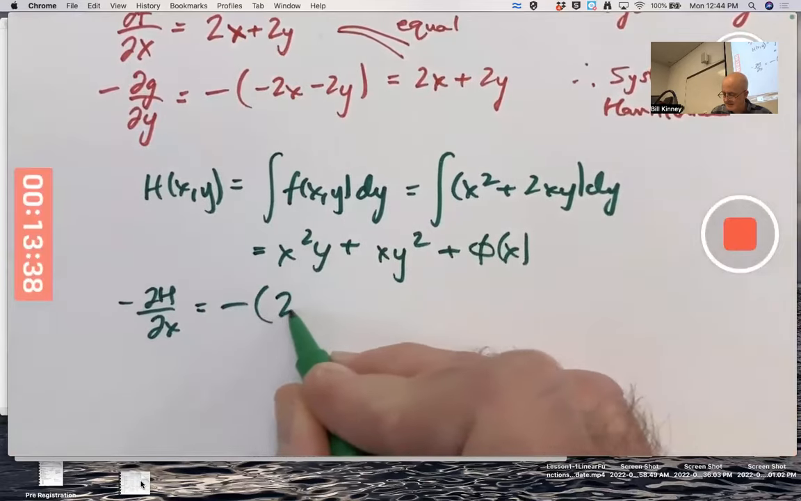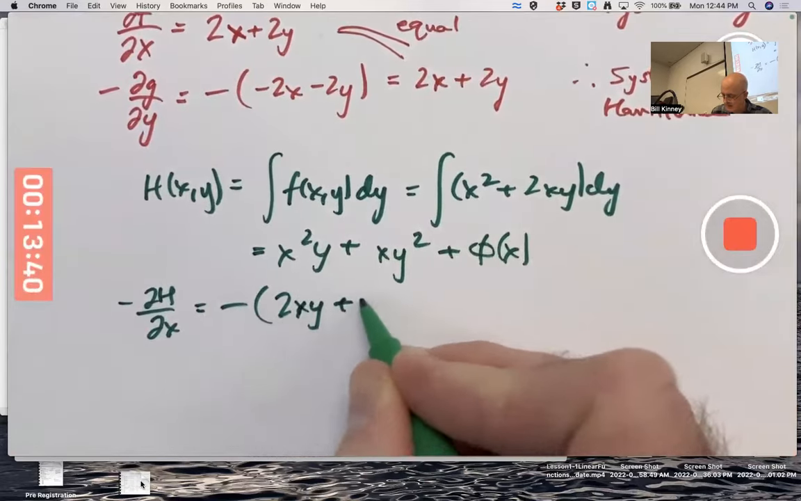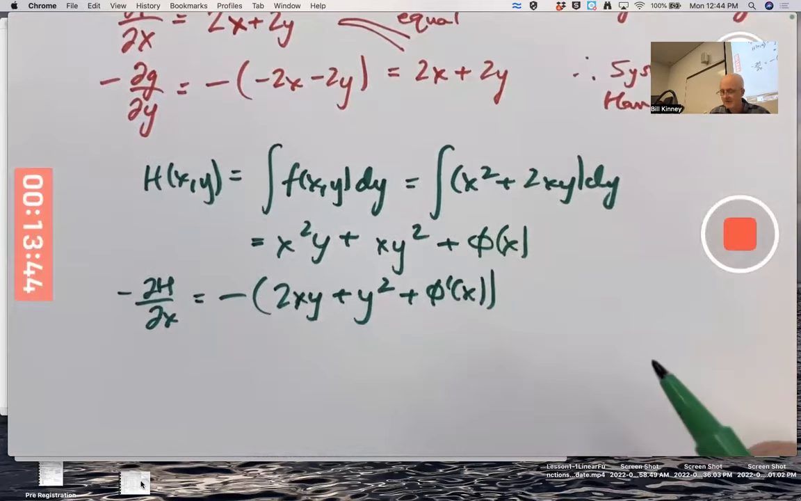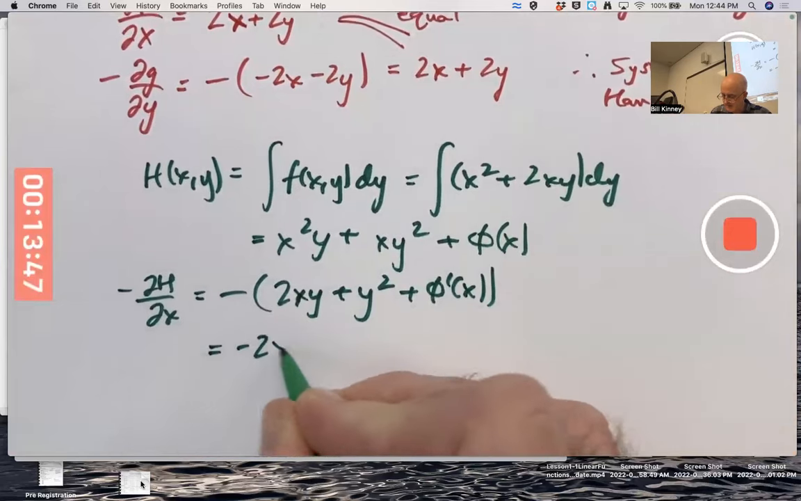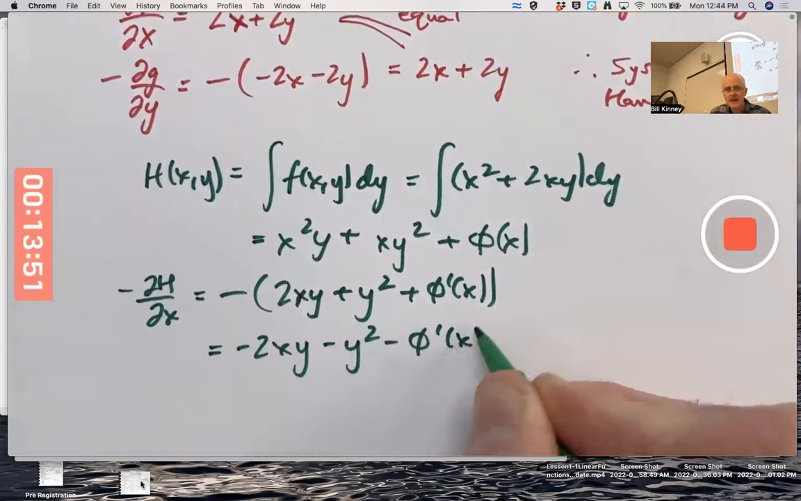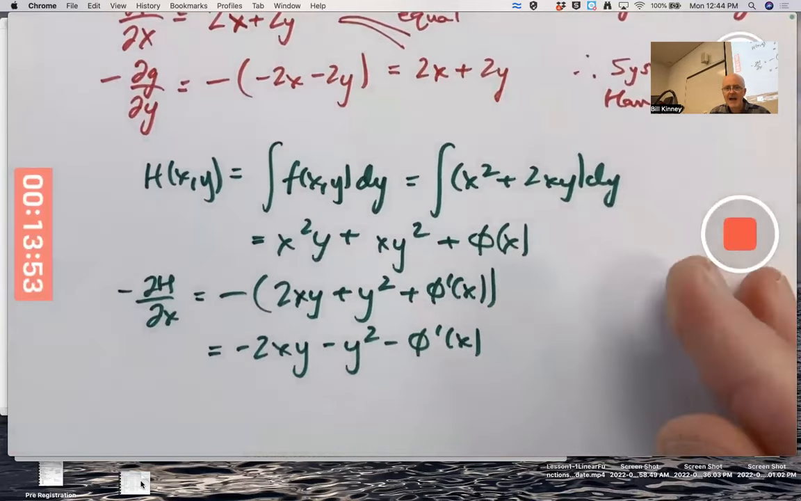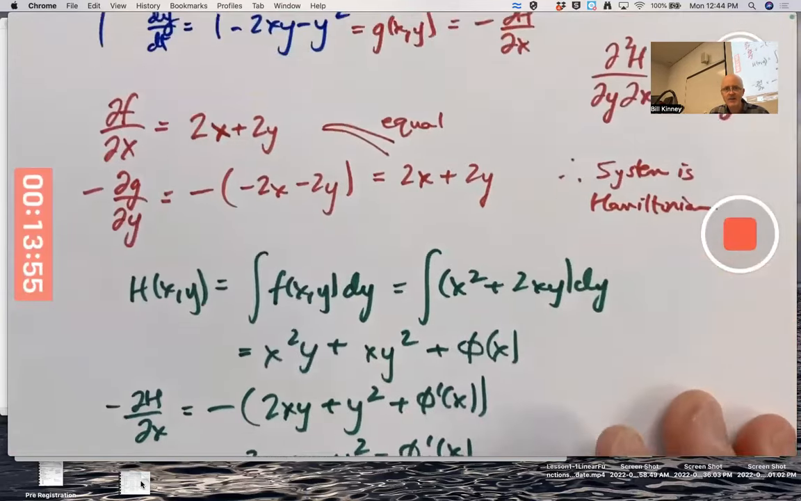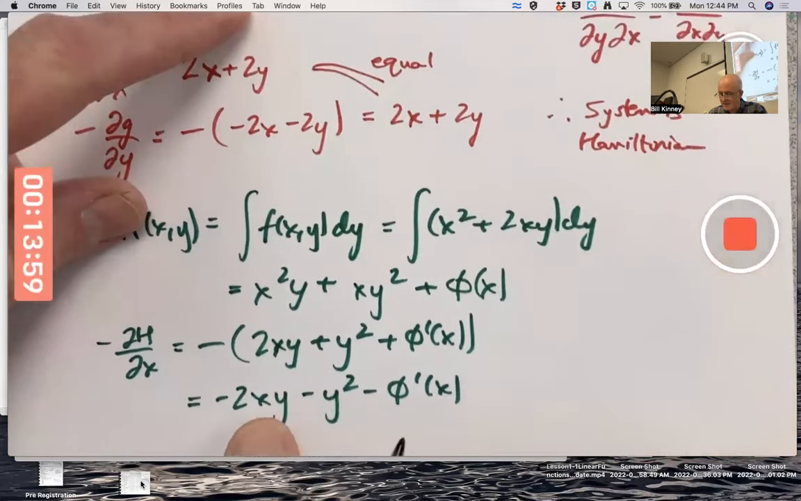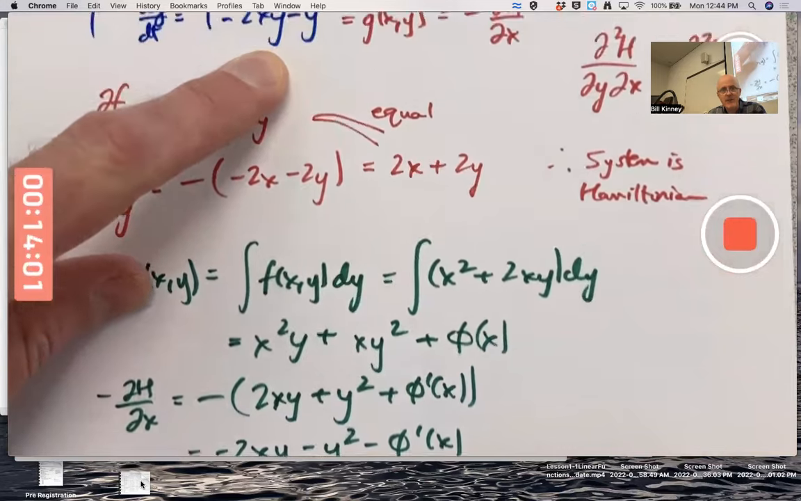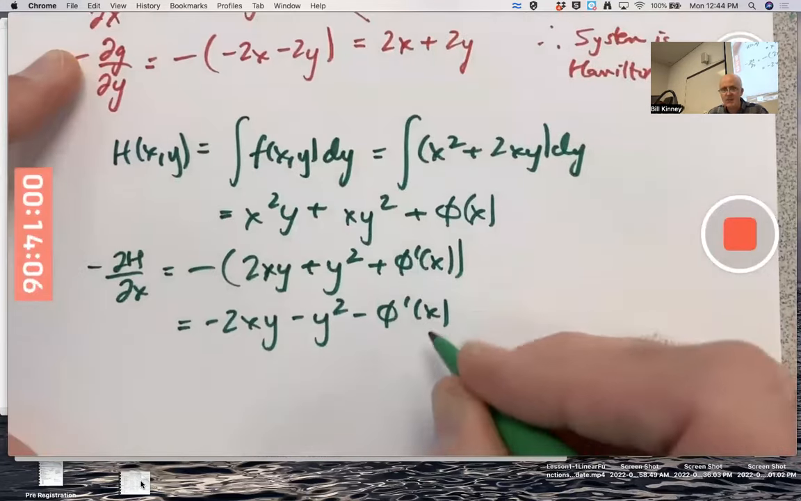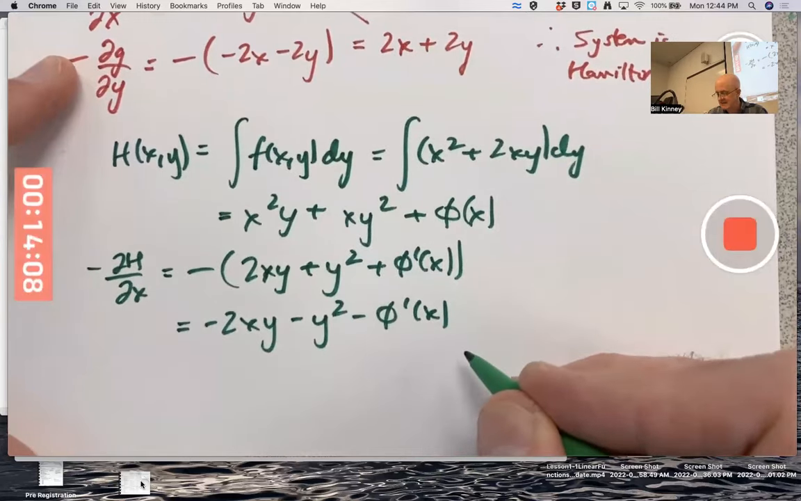Differentiate this with respect to x, get 2xy plus y squared plus phi prime x. Distribute the minus sign through: negative 2xy minus y squared minus phi prime x. Look back up at the g function right there. Hey, it's looking good. You've got a negative 2xy and a minus y squared, just like we have up there. We also have this 1. Okay, the 1 has got to be what negative phi prime of x is.